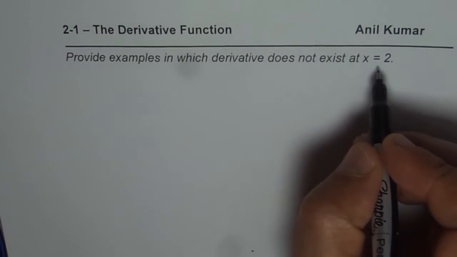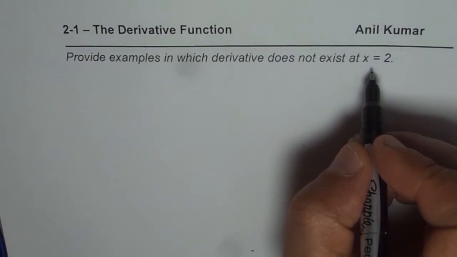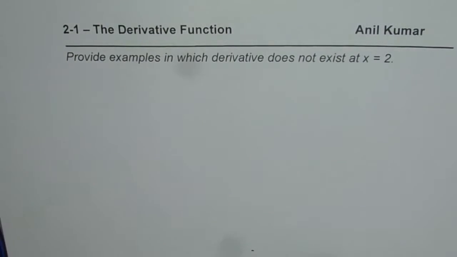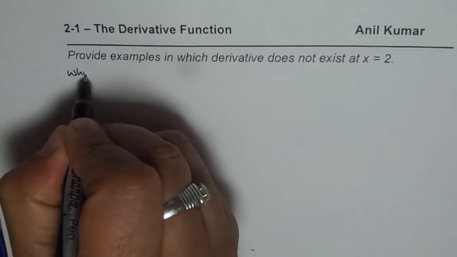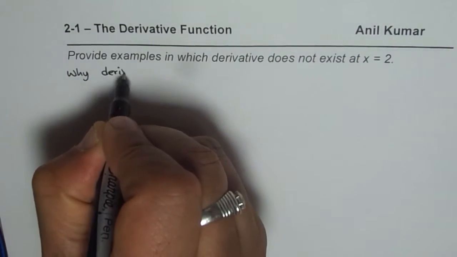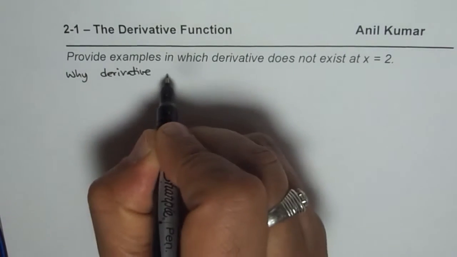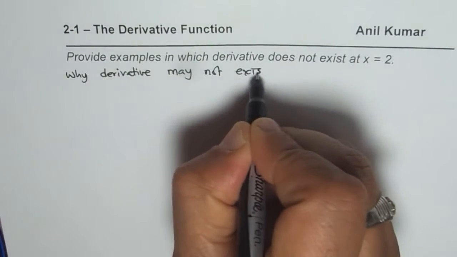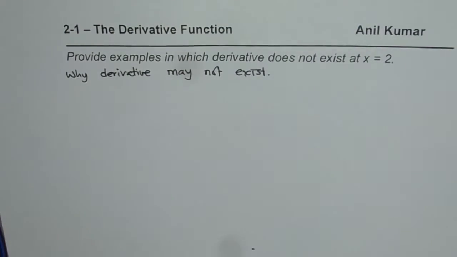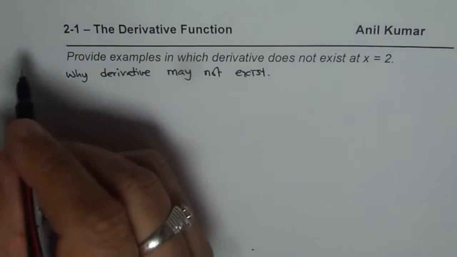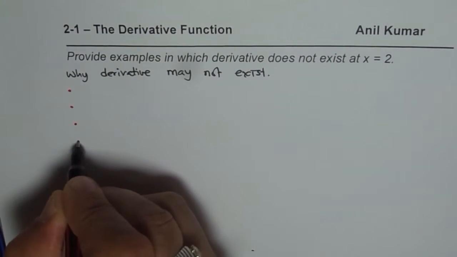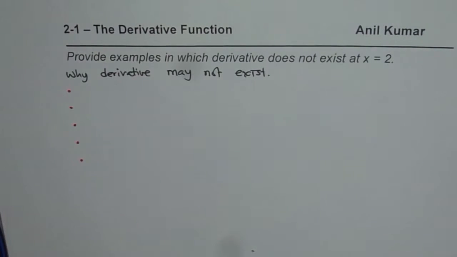So I'll provide you with a lot of examples, but first let us try to understand why a derivative may not exist. So the question is, why derivative may not exist. Right, so that is the first question. You can pause the video, write down or list out reasons for that. That would be a good exercise. Let's list down. I don't know how many reasons we are going to give, but let's try to figure out some.